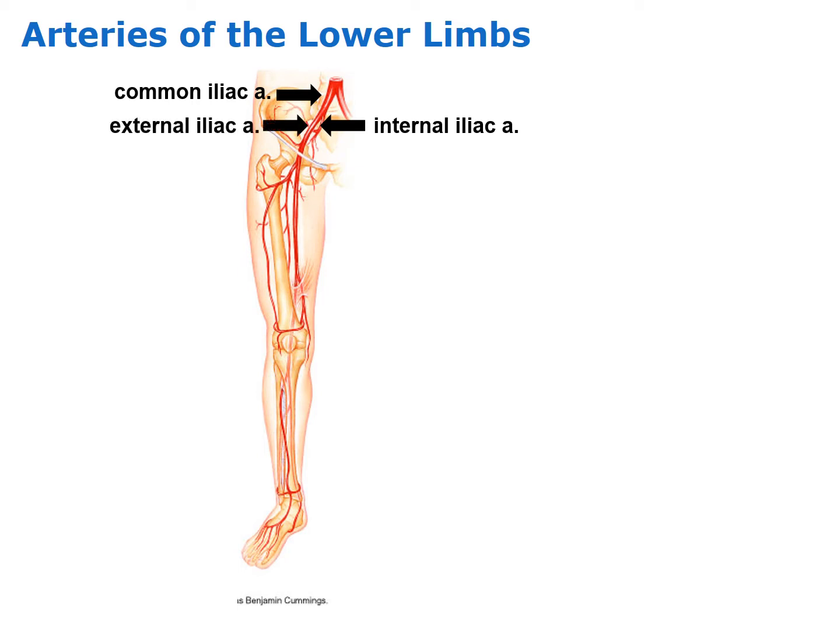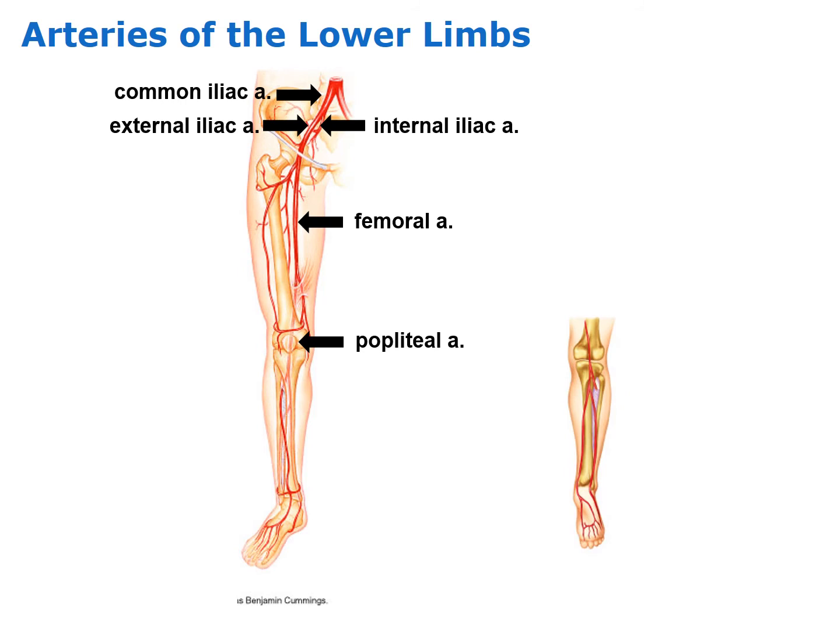Now we're going to follow the external iliac artery as it passes into the thigh. There's a branch and it becomes the femoral artery. The femoral artery then continues to extend distally. Then there's a branch, and as it passes through the posterior knee, it becomes the popliteal artery.